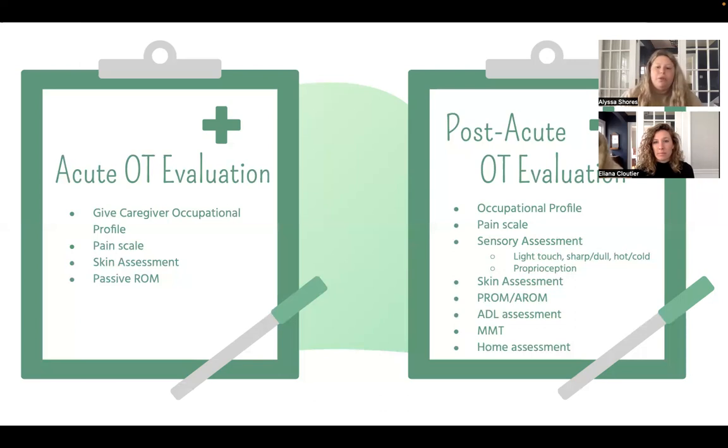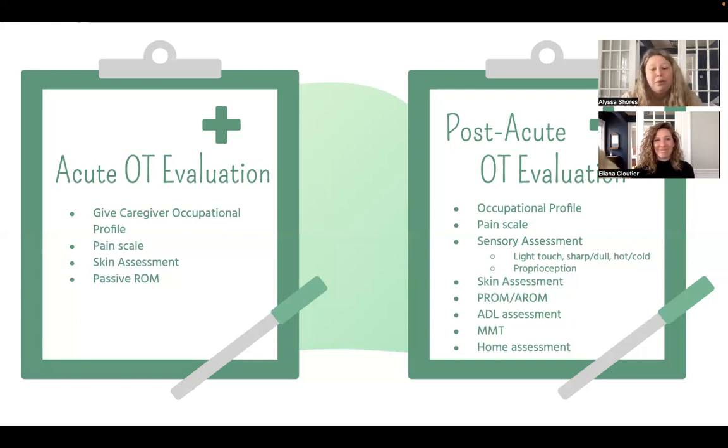And then more on the post-acute side, so this could be kind of at the end of the plateau into the recovery. You would do an occupational profile with the patient, probably more of a verbal pain scale at this point. And this is where we'll be able to do a sensory assessment to see if they're still having any residual sensory impairments. So we would definitely do light touch, sharp, dull, hot, cold, safety assessments, as well as proprioception, so where the body is in space, and hopefully everybody remembers how to do those.